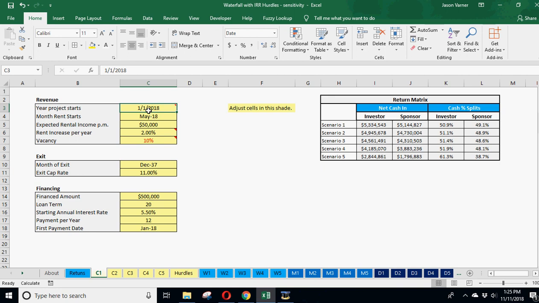Like you can do different start times for revenues. You could change the rental income per year, the rent increase, vacancies, exit, cap rate, and financing, and that will all update. Like here in C5, let's just put financing to 0 and see what happens. And I'm going to tell you the numbers will go down because you're putting more up front. Yeah. So now you're only making 1.5 for the sponsor, 3.4 for the investor.